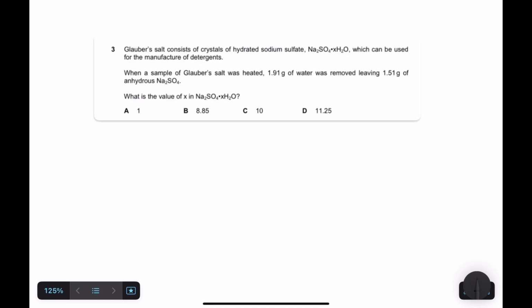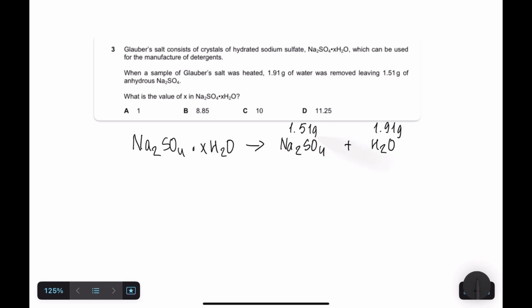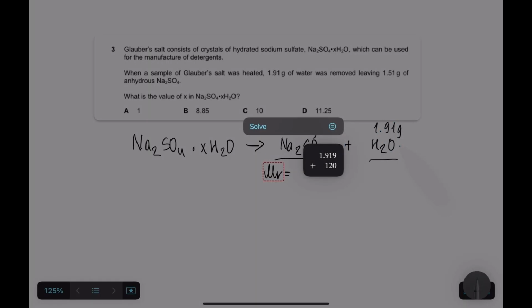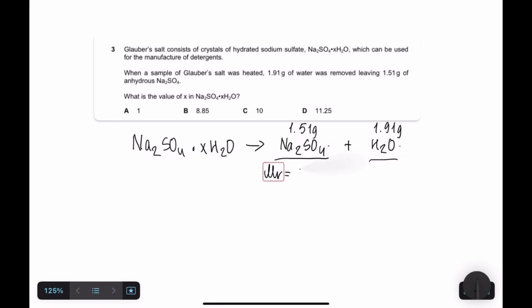Question 3. For this question, we should consider the chemical equation for the reaction. Therefore, the hydrated salt first decomposes into sodium sulfate and water. The water is 1.91 grams and the sodium sulfate is 1.51 grams. To calculate the moles of the products, we should find the molecular masses of sodium sulfate and water. For sodium sulfate, the molecular mass is 142 g/mol, and water has a molecular mass of 18 g/mol.